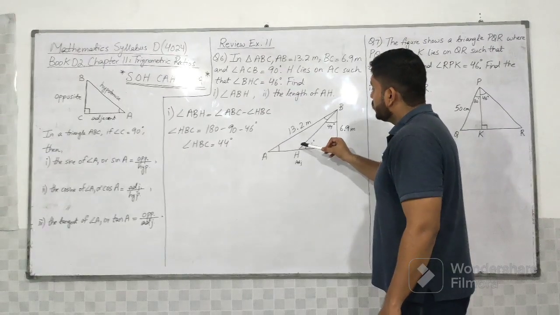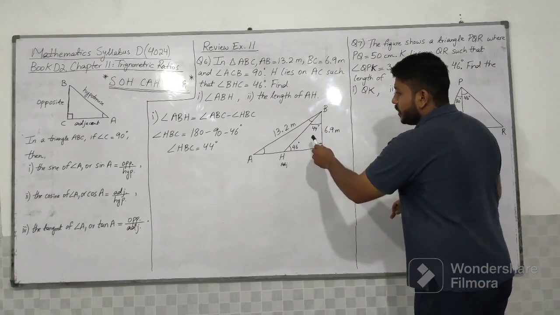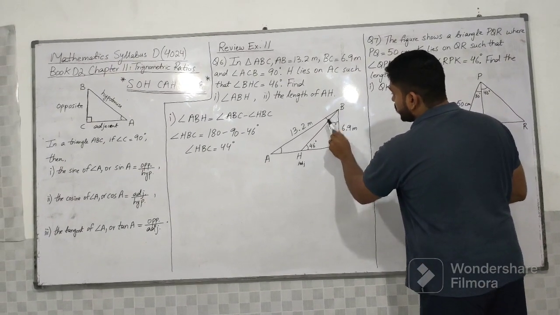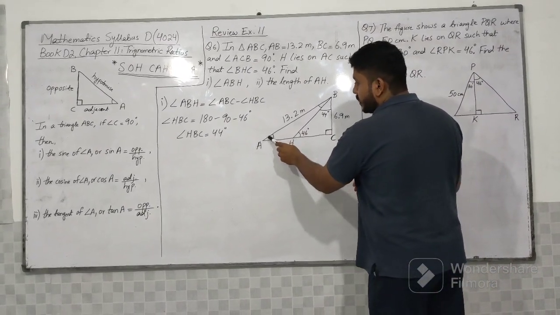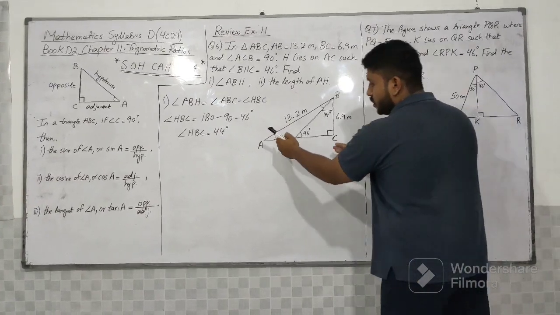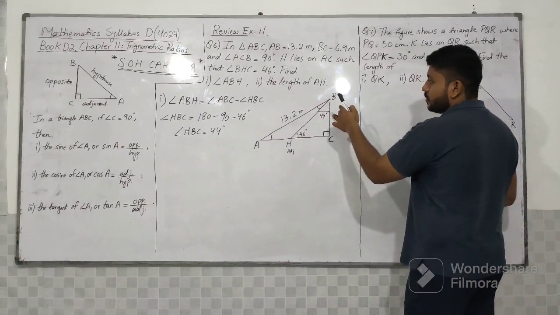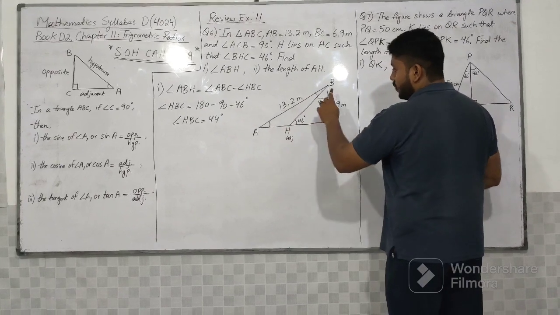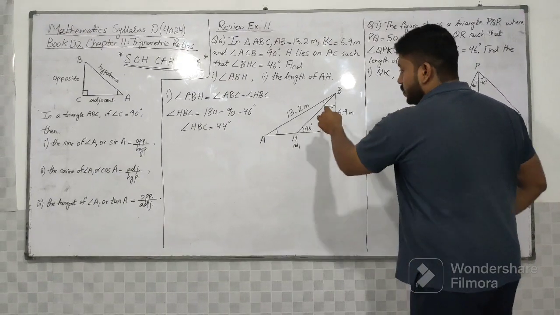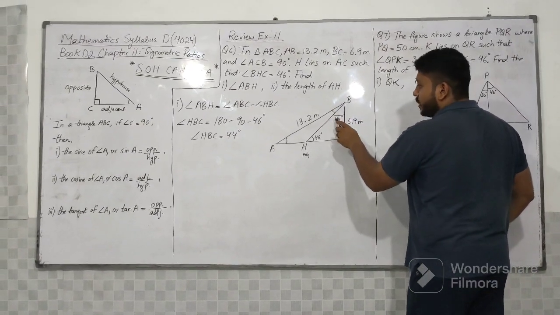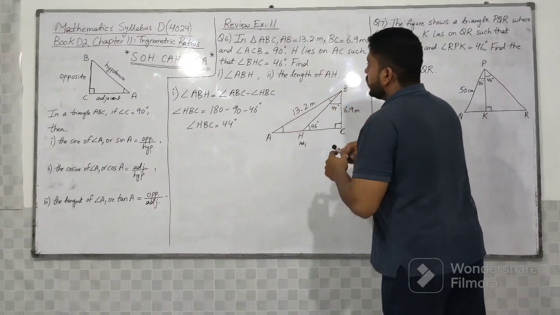So the next step, where we are trying to find angle ABH: we have already found angle HBC, which is 44 degrees. The next step will be to find this angle A. Why angle A? Because once we have angle A, we can find the whole angle B. How? 180, the sum of the triangle, minus these two angles will give you the whole angle B. Once we have the whole angle B, that whole angle minus 44 degrees will give you this small angle. So this is how we will find angle ABH.